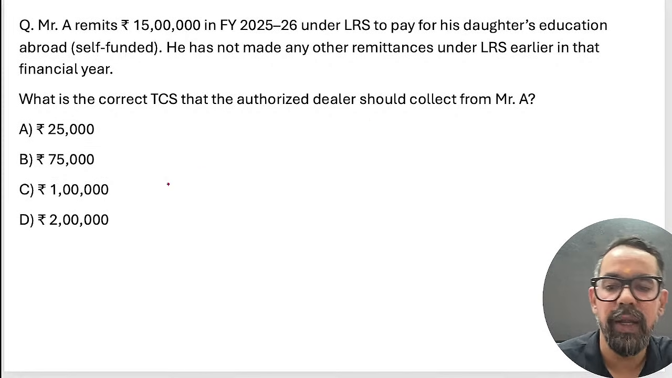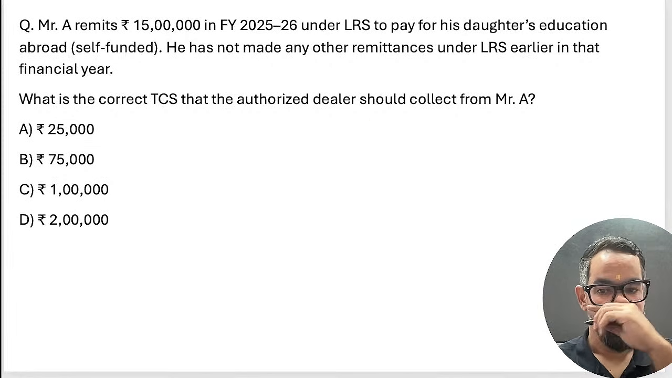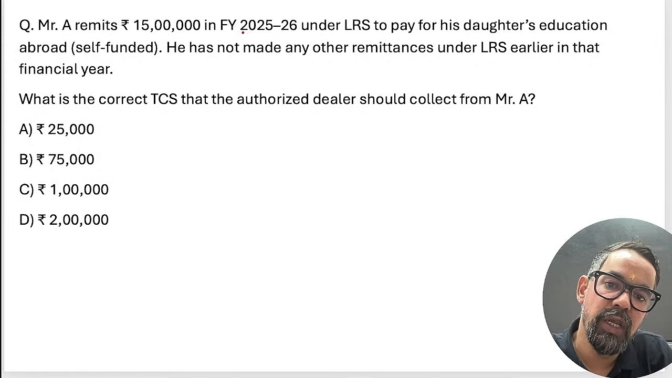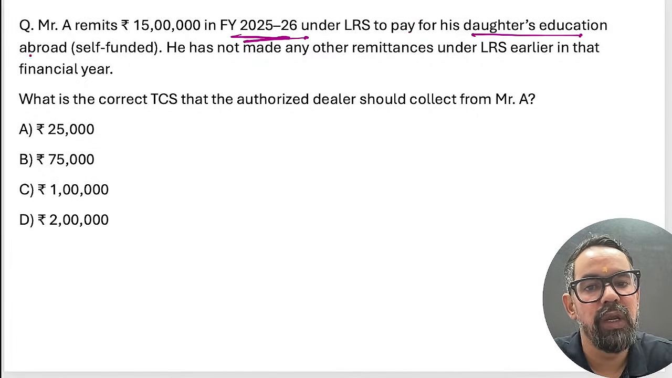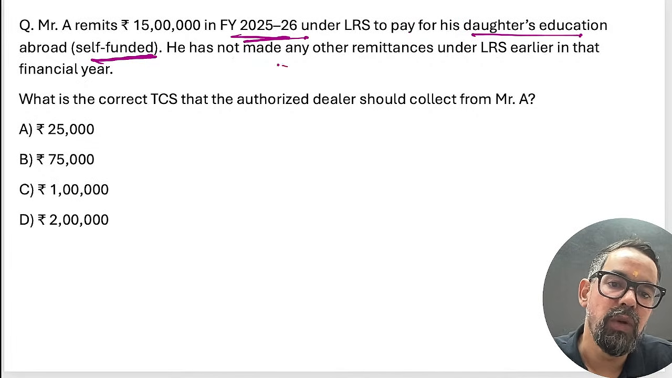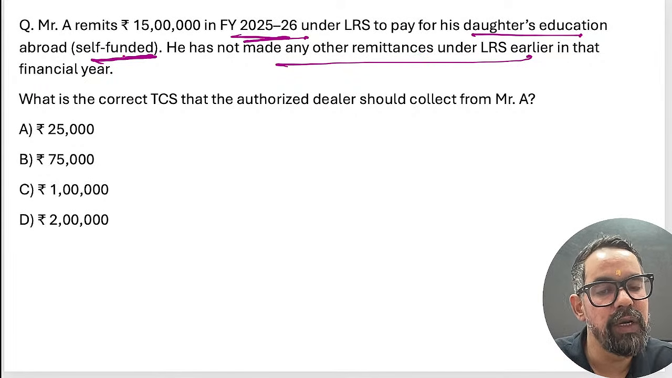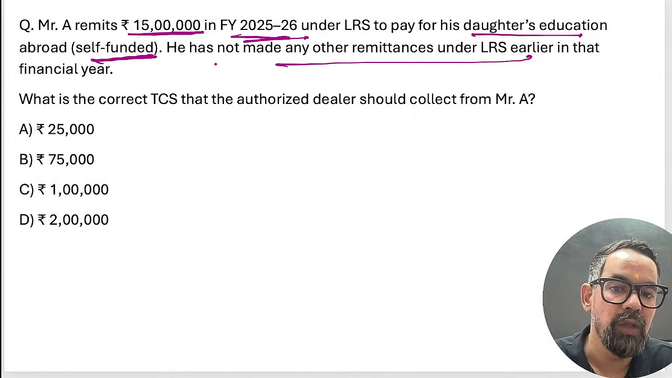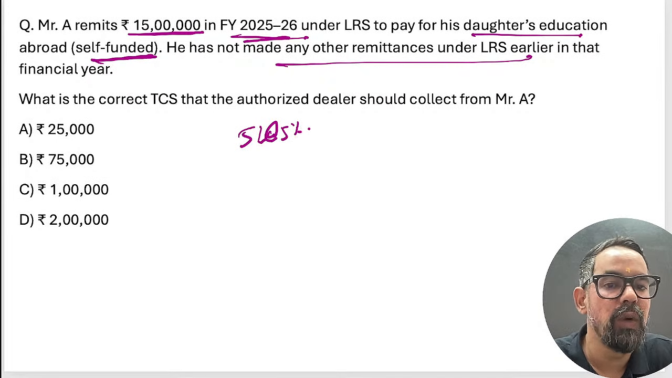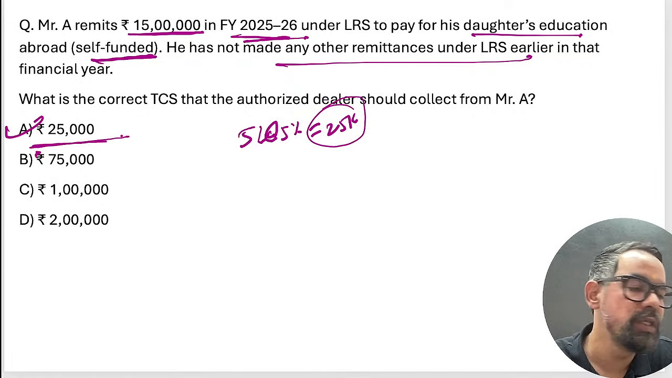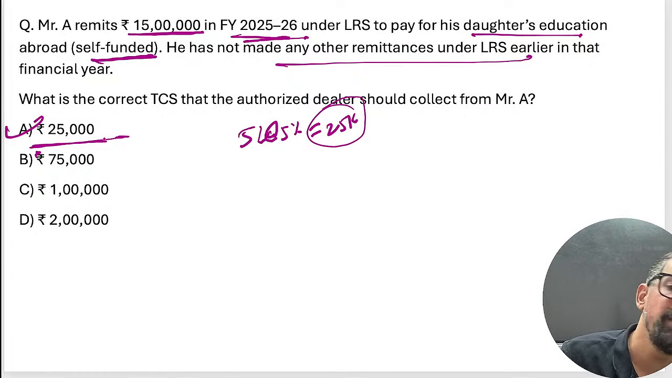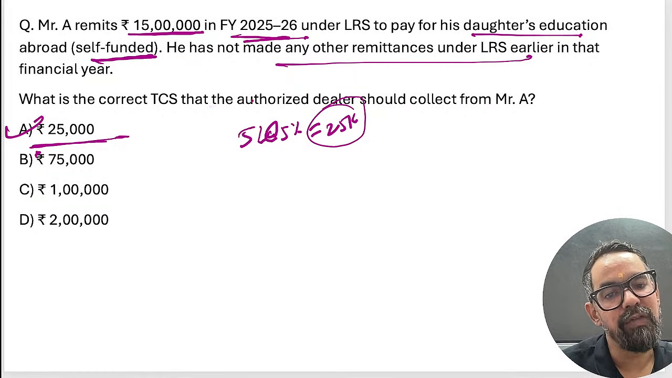So what will be the correct answer, friends? So here, what is the financial year? 25-26. Okay. LRS will be paid, his daughter's education, self funded. He wants to remit 15 lakh. So what will be your correct answer for this one? In the earlier case it is 5% of 5 lakh, which is equal to 25,000. So A will be the right answer for this one. How come B? How did B come? 5% of 5 lakh is 25,000, right, or am I calculating wrong?